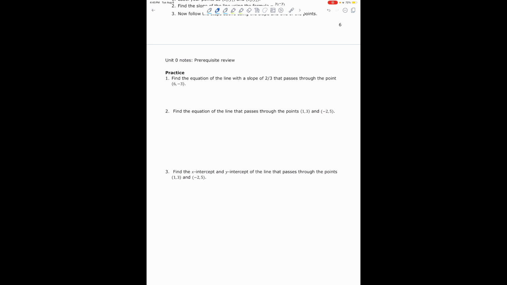Find the equation of the line with a slope of 2/3 that passes through the point (6, -3). So we have a slope, m is 2/3, and the point x1 and y1 equals 6 and -3. Since we have a slope and a point, first we're going to plug the slope into the slope-intercept formula. The formula says y equals mx plus b. So that will lead to y equals 2/3 x plus b.